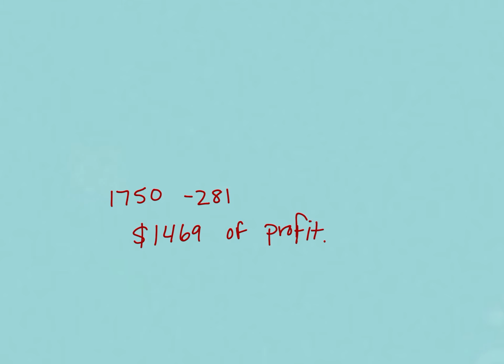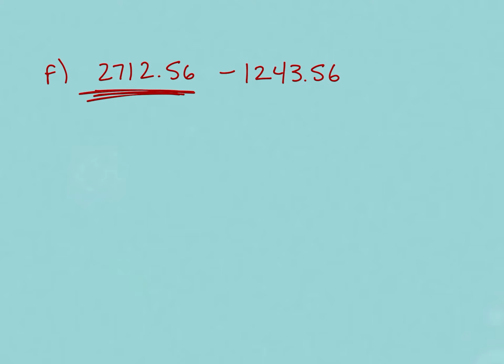And last but not least, F. Using the transaction log, what is the amount of profit earned? So we know that from their transaction log, the amount they started with was $1,243.56, and the amount they ended with was $2,712.56. To find the profit, all we have to do is take the final amount in their account and subtract how much they started with, and that'll tell us the profit.